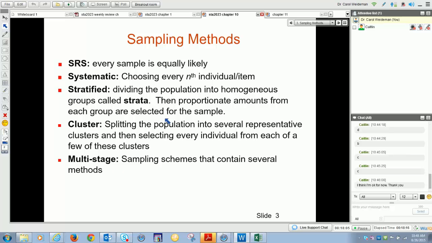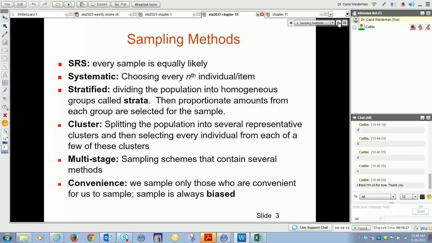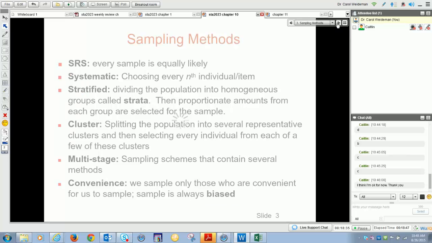Multi-stage is where we combine the different methods up here in different forms. So we might do stratified and then do systematic within the strata, something like that. And then the last type is called a convenience sample, which is not going to be a representative sample. This is where we get people that are easy to get. And these samples are always biased. Examples of these are, when you do one of those surveys online, a survey of the day on a website, those are what we call convenience samples.